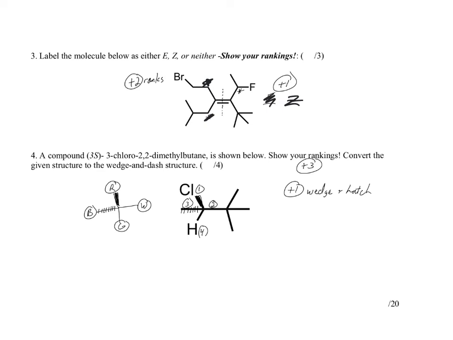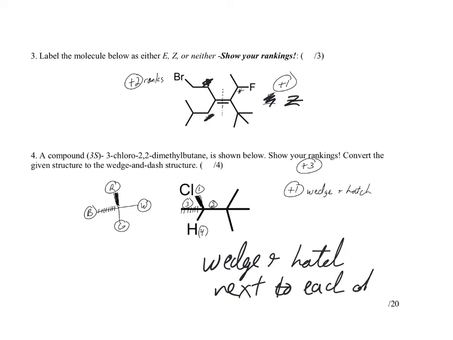This one, people needed to show, right? We were told it's S, so you need to show the rankings 1, 2, 3, and 4, and then draw in the wedges and hatches. One thing I saw lots of folks do is not put the wedges and hatches right next to each other. The wedge and the hatch need to be next to each other. That's the key. Lots of ways you could have drawn it. Make sure it's S. Use your molecular models, red, white, blue, all those kinds of things.